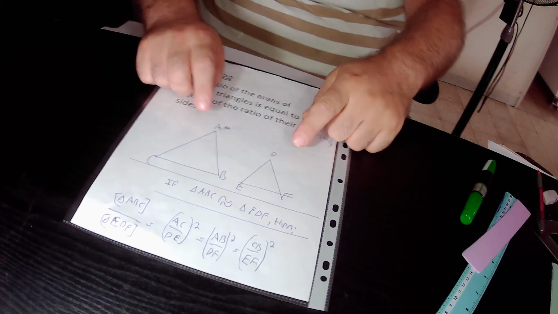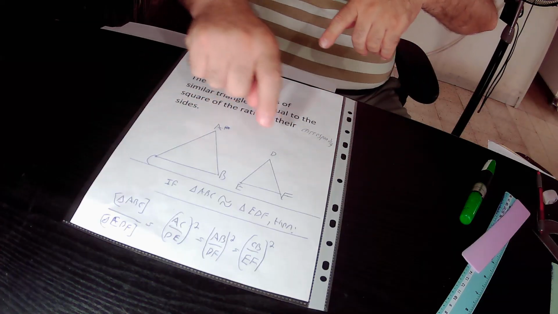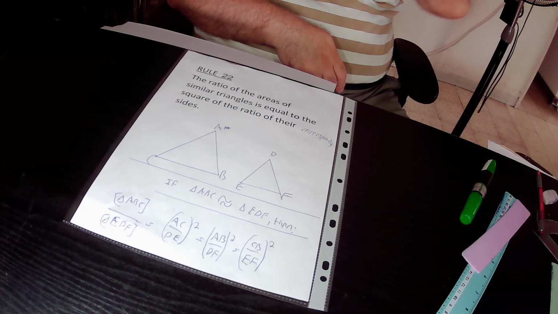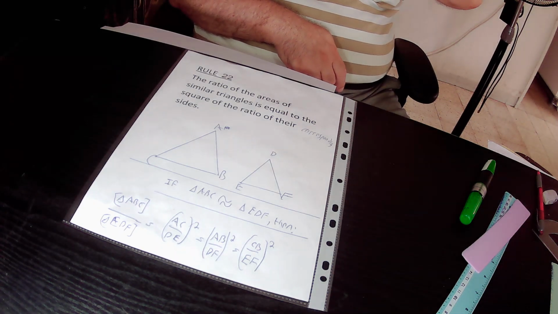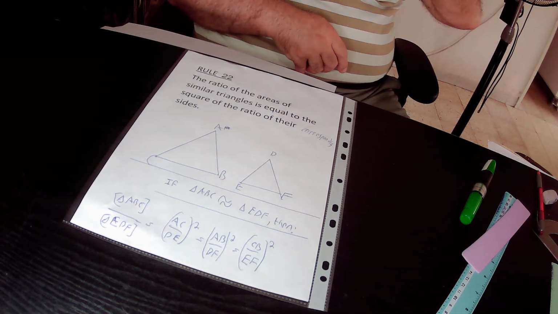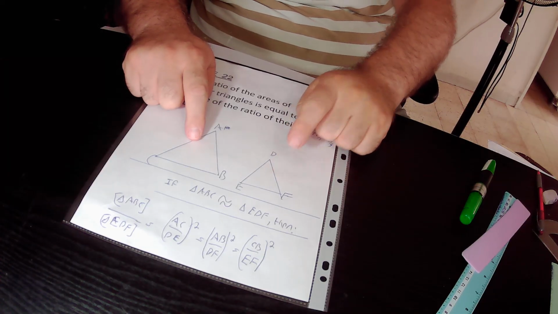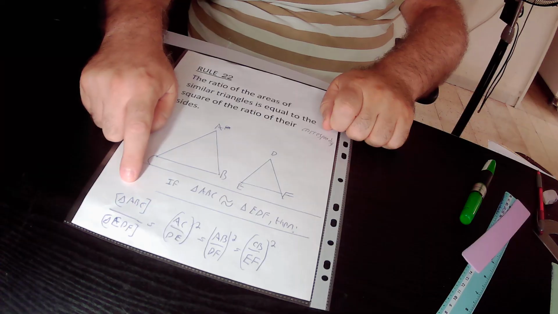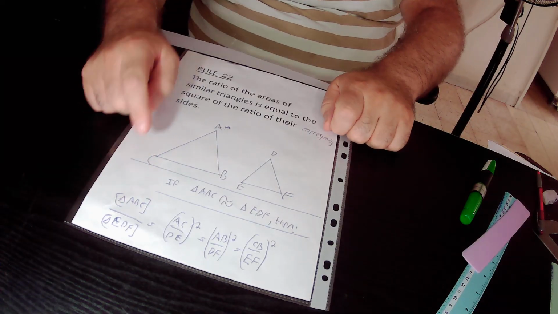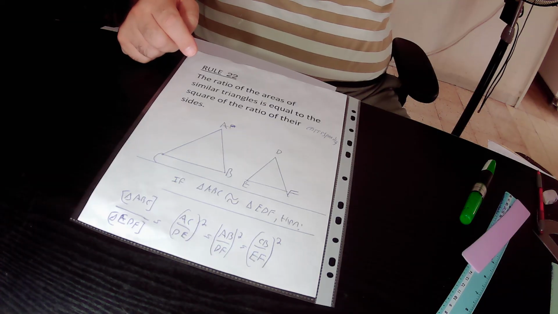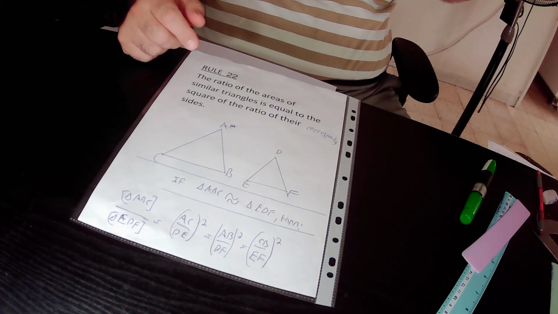So in the drawing we have those two triangles, triangle ABC and triangle DEF, that are similar to each other. So according to this rule 22, the ratio between the areas of those two triangles, that is to say, the area of triangle ABC over the area of triangle DEF, is equal to the square of the ratio of their corresponding sides. What is the square of the ratio of their corresponding sides?